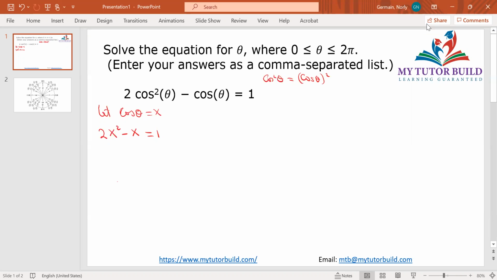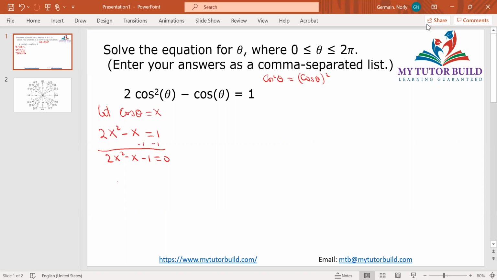Now we see we have a quadratic function, so the highest power is 2. We can move all the terms to one side and make it equal to 0. If we subtract 1 from both sides, we get 2x squared minus x minus 1 equal to 0. With a quadratic equation, there are different methods to solve it: you can use completing the square, the zero factor property, or the quadratic formula.